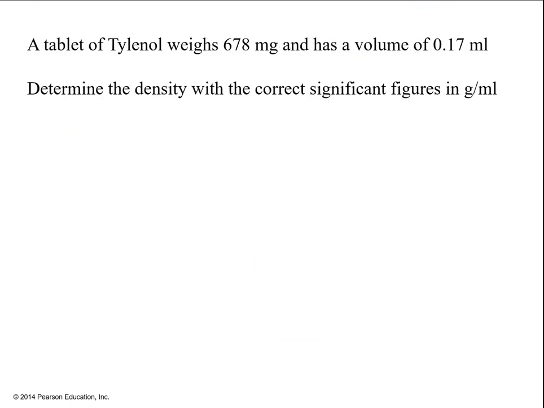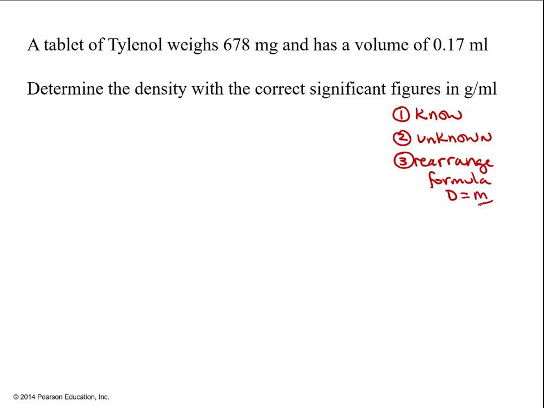Okay, so I want you to try this one. So 1, write down what you know. 2, figure out what your unknown is. 3, rearrange the formula. Because you know density equals mass over volume. Make sure you have the unknown all by itself. 4, check the units. Make sure the units that cancel are in the right value. Then 5, do the math. And apply significant figures.